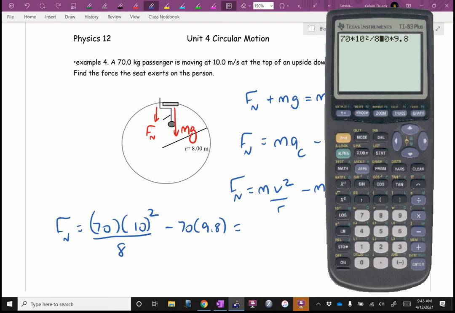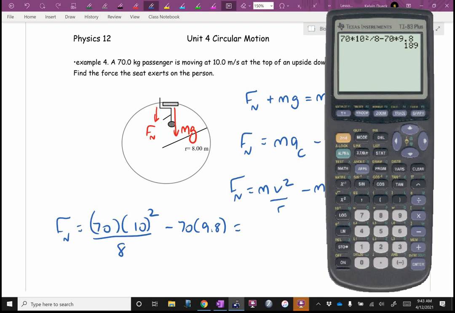Minus 0 times 9.8. 70 mv squared over r minus mg. That looks right to me. Do you get 189? Divide that by 9.8. How many kilograms do they feel like they have a mass of right now?